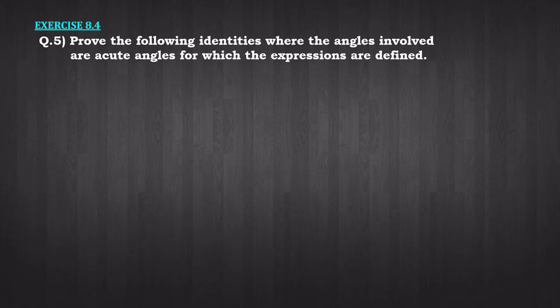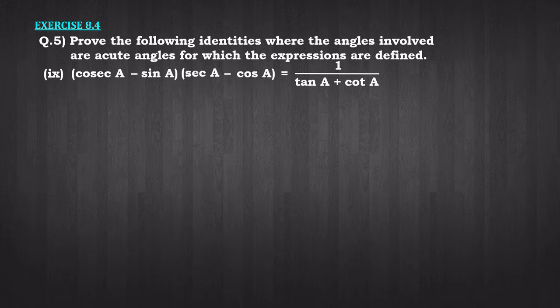Now, let us solve question 5, part 9, from exercise 8.4. The question asks us to prove that cosecant A minus sine A multiplied by secant A minus cosine A is equal to 1 divided by tangent A plus cotangent A. Let us start with the left-hand side.